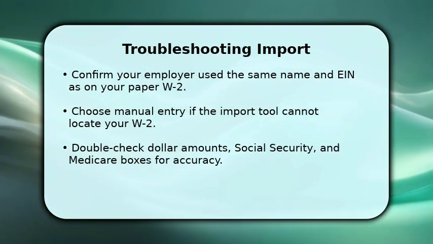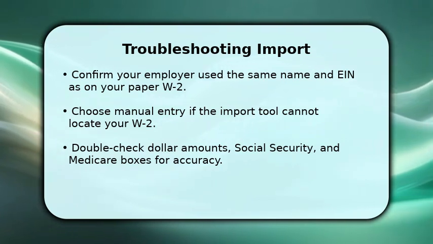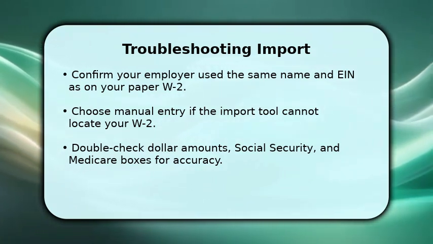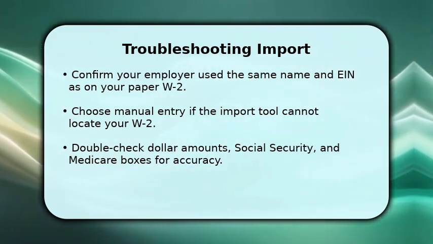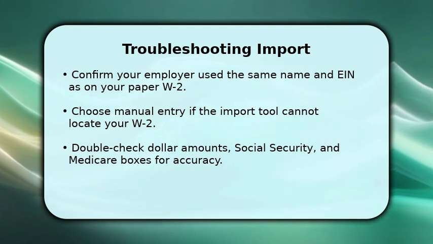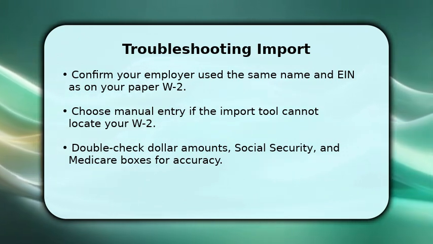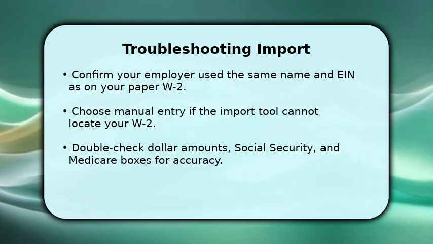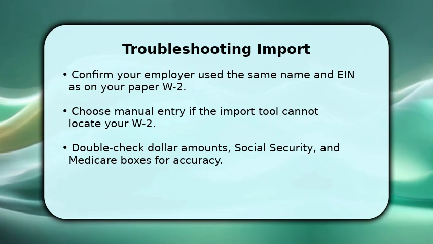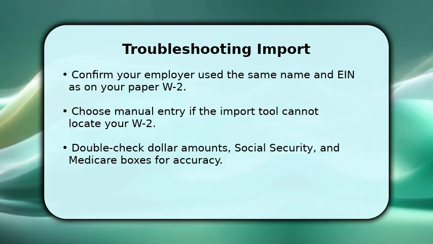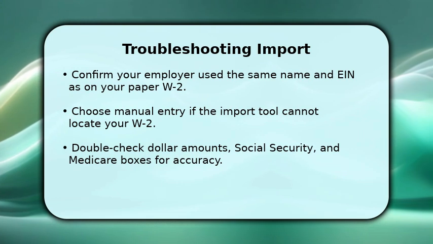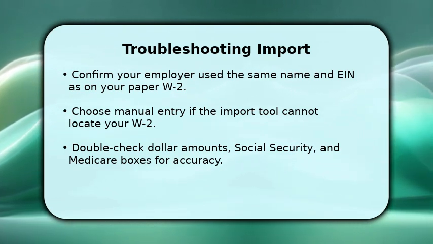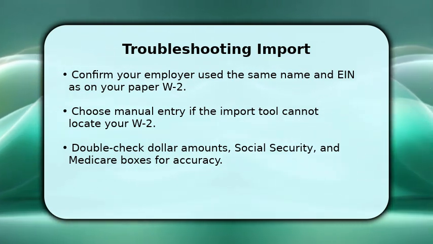If TurboTax cannot find your W-2, stay calm and try a few checks that usually fix the issue. Confirm the employer name and EIN exactly match the paper W-2 and retry the import. If the tool still fails, choose manual entry and type values from your paper W-2 carefully. Always verify wage and withholding boxes and save frequently so you do not lose progress while completing your return.